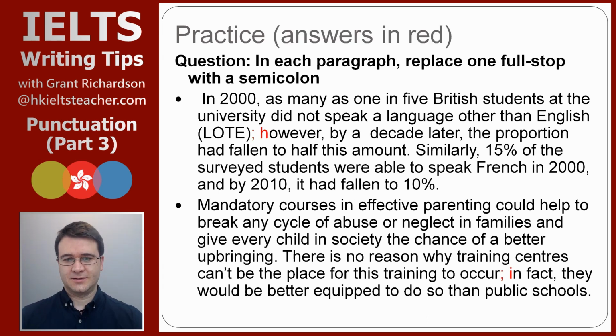And here are the answers. You can see it's here because the first sentence is talking about British students who did not speak a language other than English, and the second sentence is talking about the same group of people, but the proportion had fallen a decade later. And in the second example, it's here because this one is the only conjunctive adverb in the paragraph.